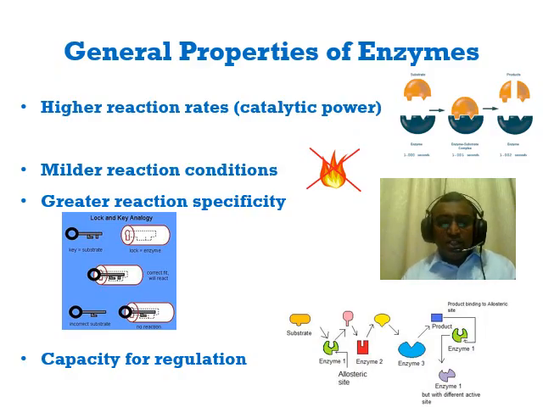Greater reaction specificity, meaning that even if you have two keys for one lock, only the one that can fit the precise same shape as the lock can open it, while the other one cannot open the lock. And then capacity for regulation: an enzyme allows itself to be regulated, to be controlled, to be inhibited, to be activated. Therefore, it is important in metabolic pathways. When an enzyme is present in a metabolic pathway, you can therefore control the metabolic pathway by controlling this enzyme itself.